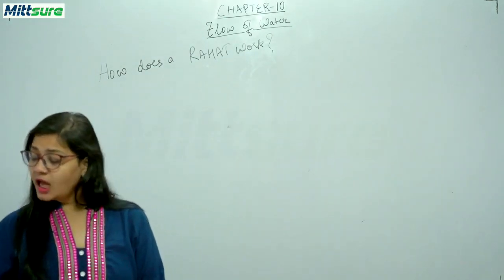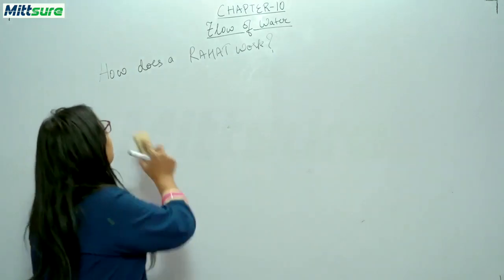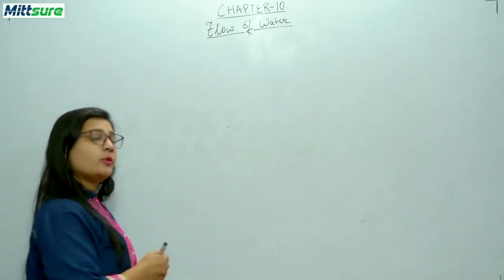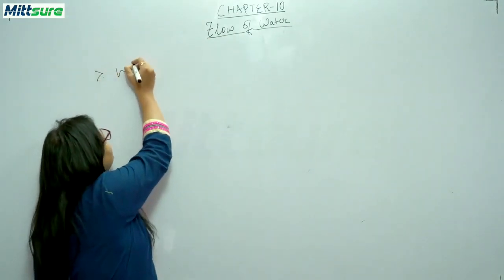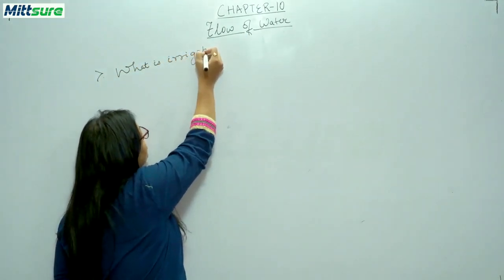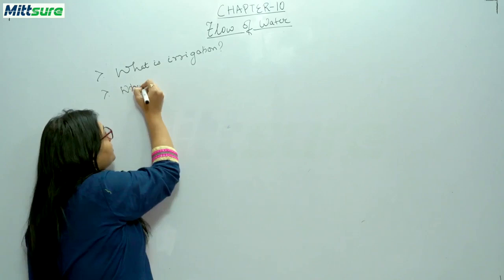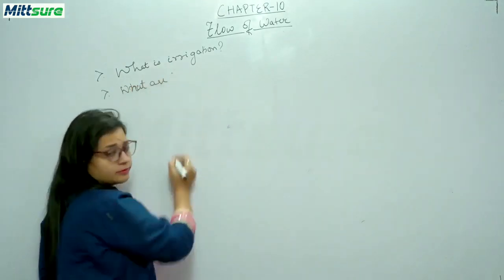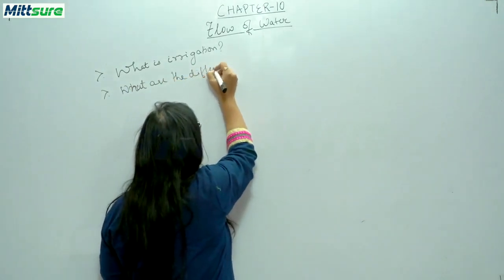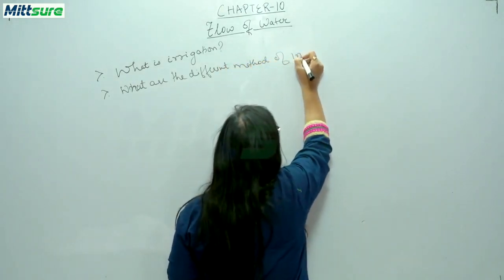Okay, now students, I'll be giving you some questions regarding this chapter. Okay, let me wrap this and give you some questions of this chapter. So the first question is, what is irrigation? Okay, write what are the different methods of irrigation.